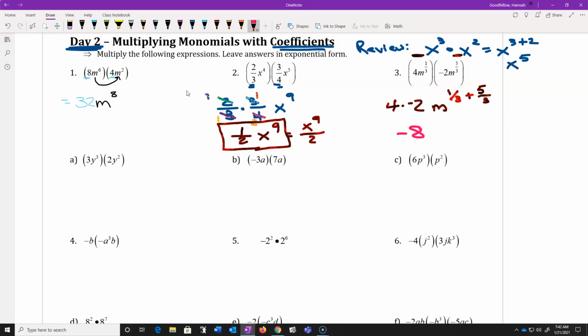So -8 m, and if I add 1/3 and 5/3, I would end up with 6/3. And always take a look at things that you can possibly reduce. This would be -8 m to the 6/3, which is really just the number 2. And this would be the absolute reduced monomial answer that you would get out of the end of this.